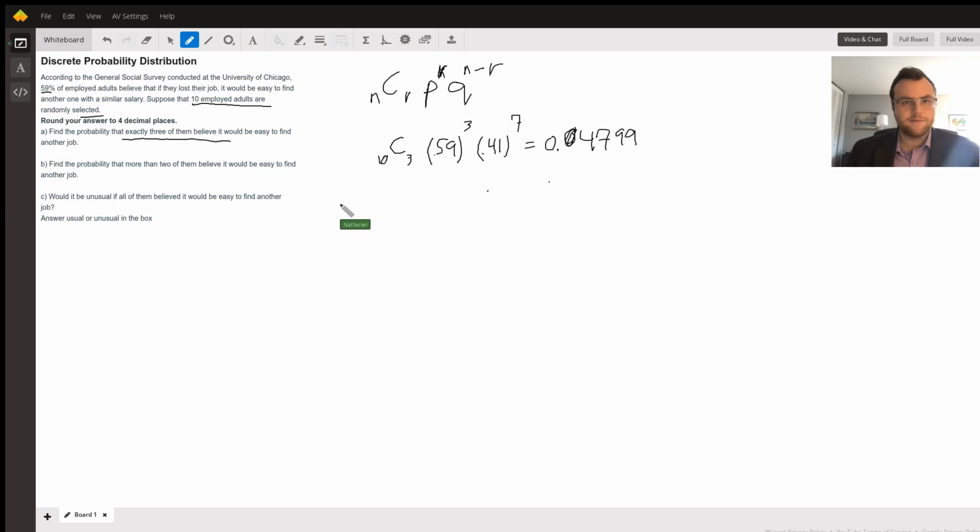We crank things up a notch. We want to find the probability that more than 2 of them believe that it would be easy to find another job. One way to do this would be to do this calculation starting at 2, 10 choose 2, then 10 choose 3, then 10 choose 4, then choose 5, but that will get very tiring very quickly. Another way is to approach it from the back end and do the least amount of work.